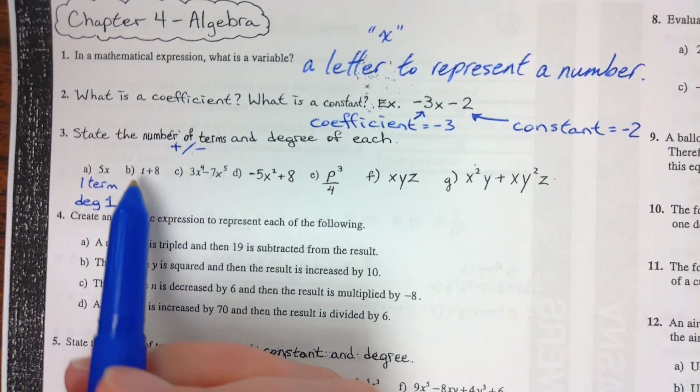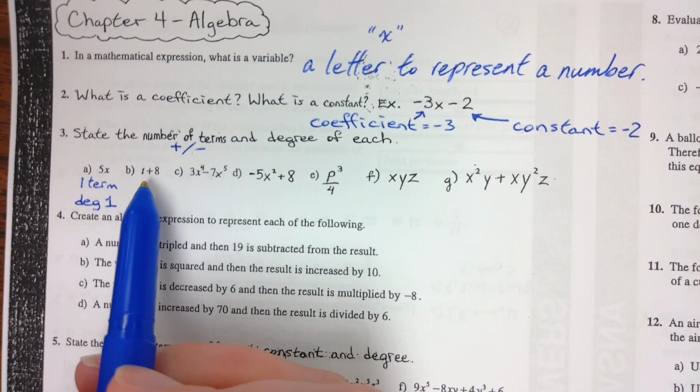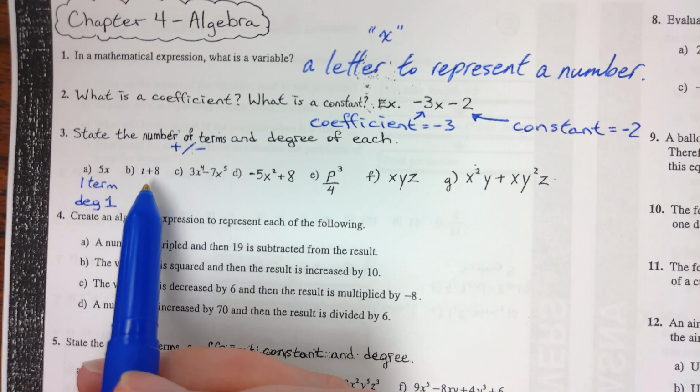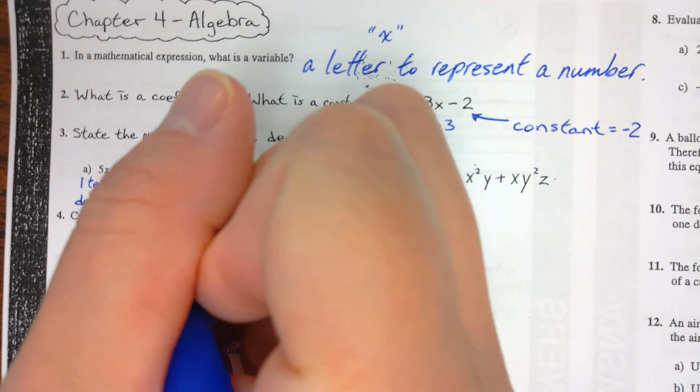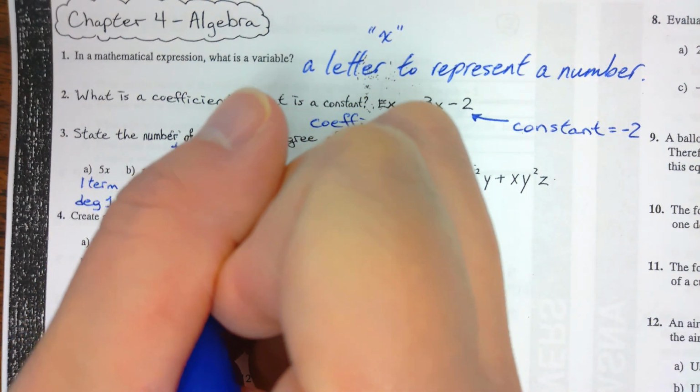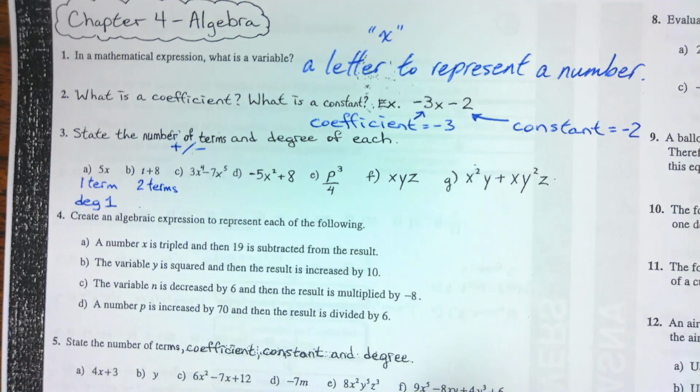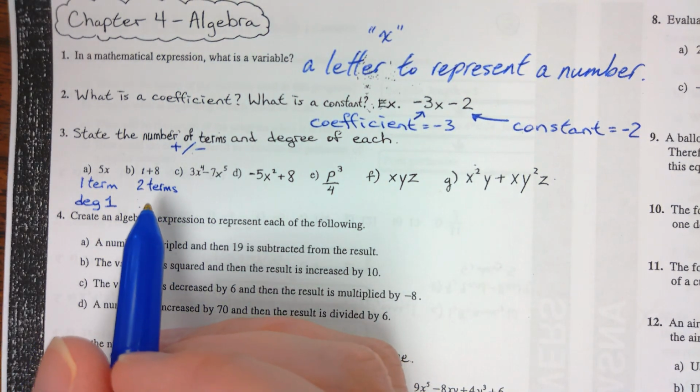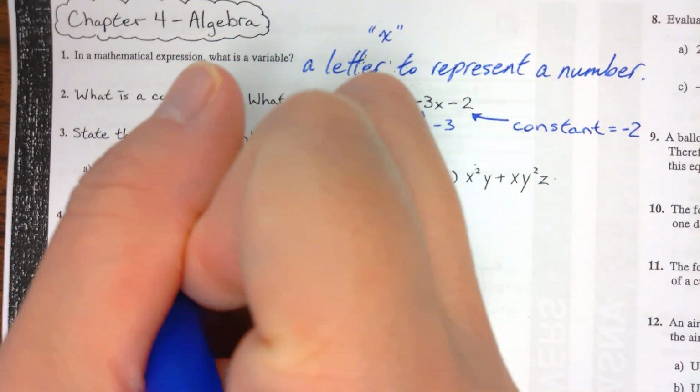Okay. So for B, how many terms do you see? B plus 8. Yep. 2. Right. 2 terms. So this is 2 terms right here. Sorry, it's a little small, the paper. And what's the exponent on the t? The exponent on the t is just 1. Yeah, so this is degree 1.